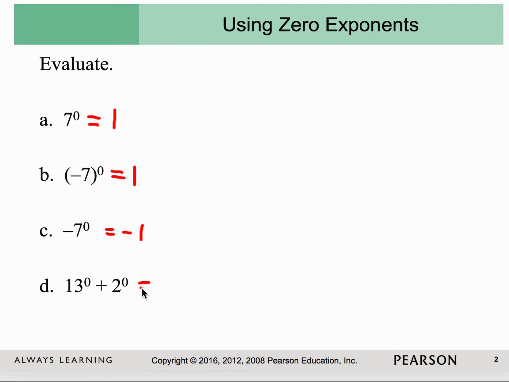All right, now here I've got a plus sign, so the only thing I can do is evaluate each one individually. Anything to the zero power is 1, anything to the zero power is 1. 1 plus 1 is 2.